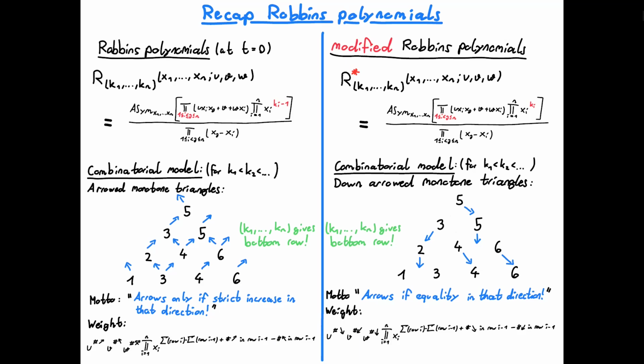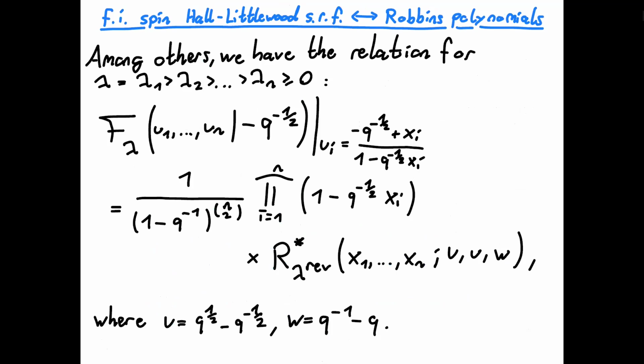And now time limits. So yeah, I will talk a bit about the relationship between the fully inhomogeneous Hall-Littlewood symmetric rational functions and the modified Robbins polynomials. So there's actually multiple ways to go from one side to the other side, but I want to talk about this particular one because this one also has a very nice bijective proof.